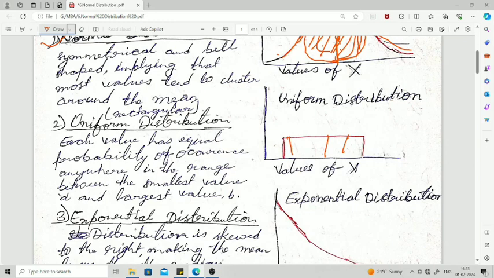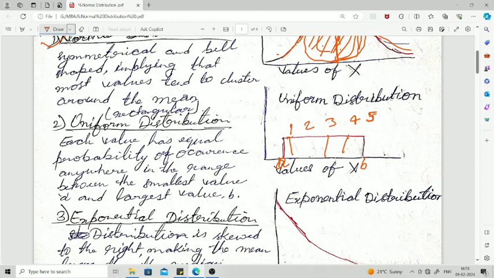Okay, so if five numbers are there, just like 1 2 3 4 and 5, then out of all these five numbers, the probability of getting 1 is the same as the probability of getting 4. So that's why here it is given each value has equal probability of occurrence anywhere in the range between the smallest value a and the largest value b. So here if you assume this one is the smallest value a, and this one is the largest value b, so this is the range from a to b.